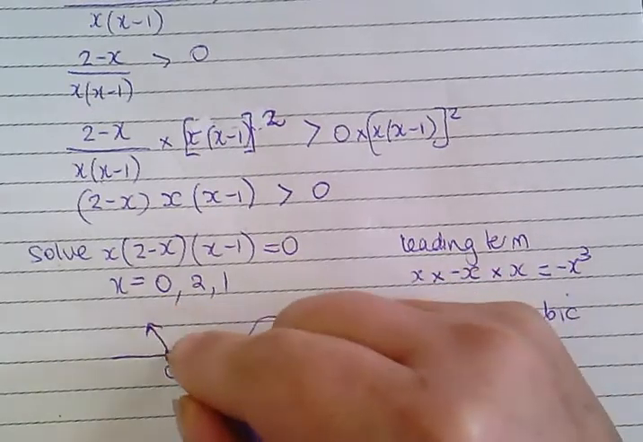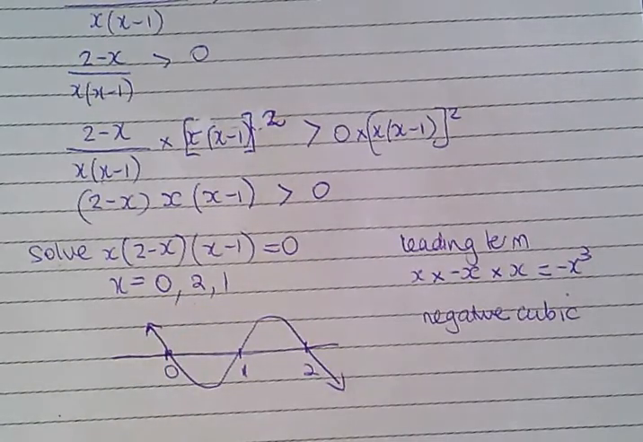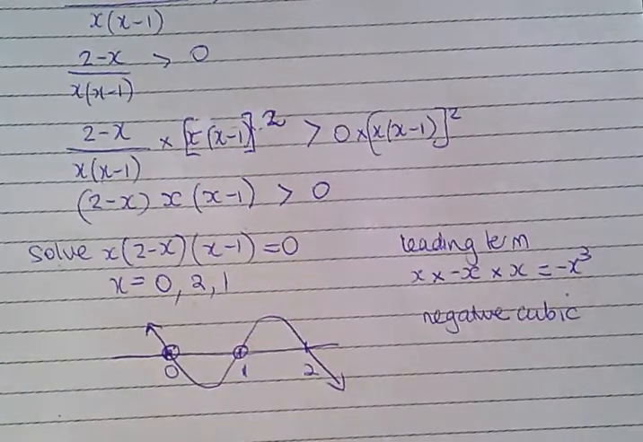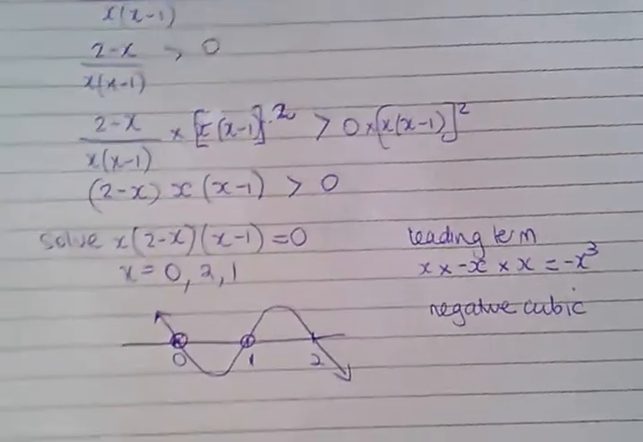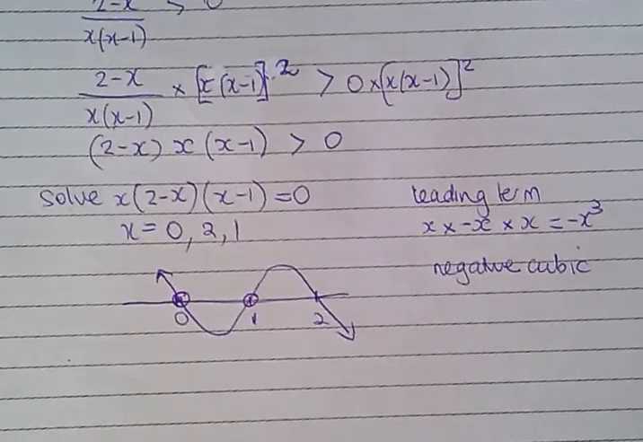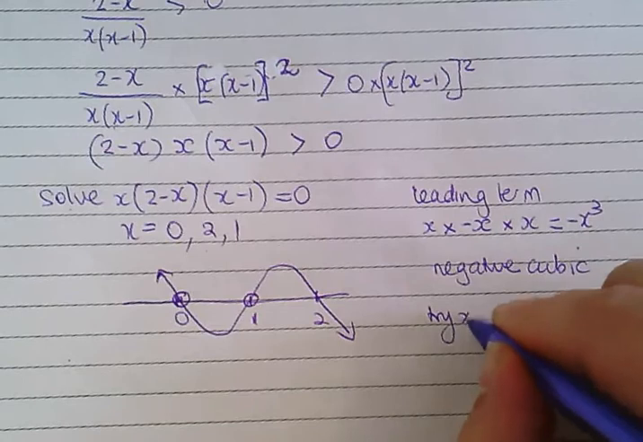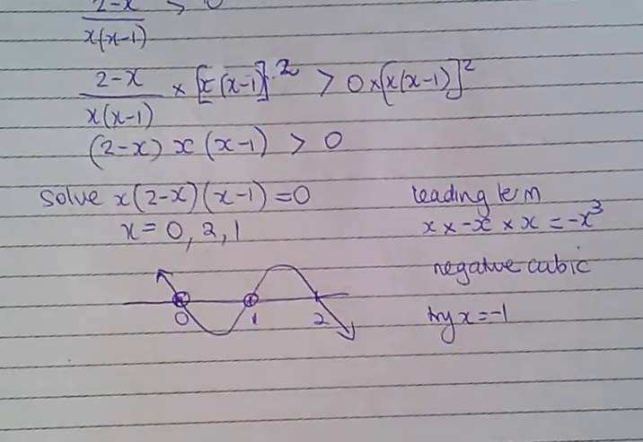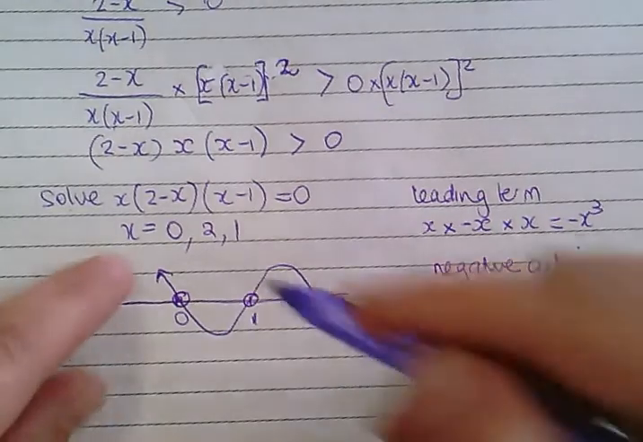Now, when we do polynomials, are there any values not allowed? 0 and 1. I'm just going to put some circles there, all right? Okay, so negative cubic, but let's say you didn't know which way to draw it. What else could you do? Can't you try x is negative 1? We know we've got 0, 1, and 2. We need to know, do we start up or down? Try x is negative 1.